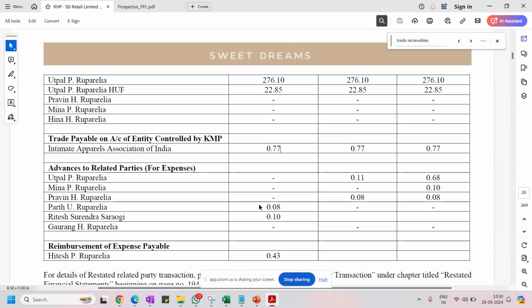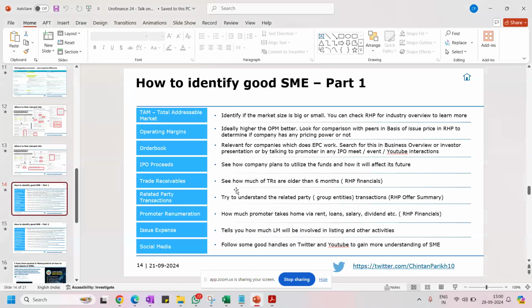We also need to look at it with respect to the total revenue of the company, and how much of the revenue is coming from any of this group entity, to understand whether the customers of the company are genuine customers or not.